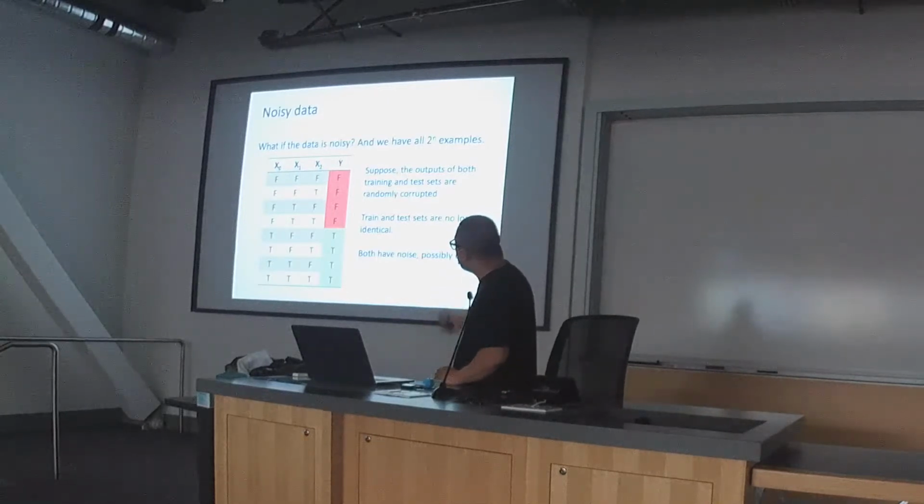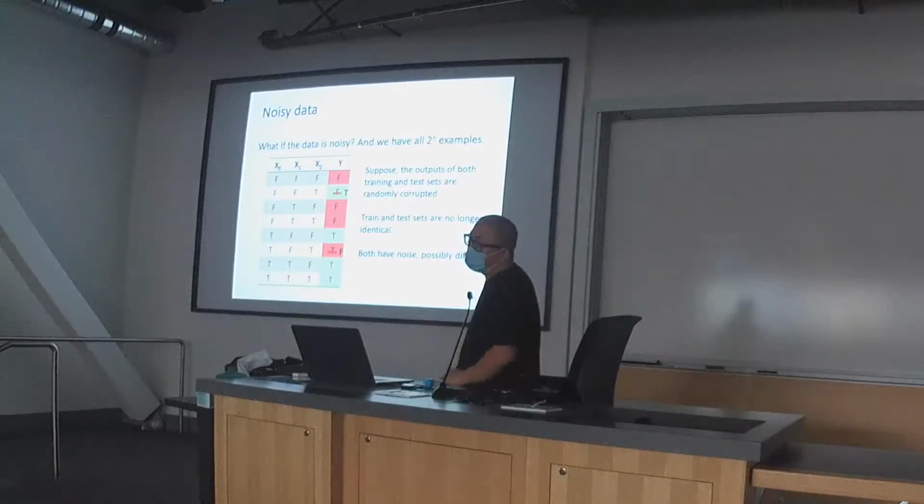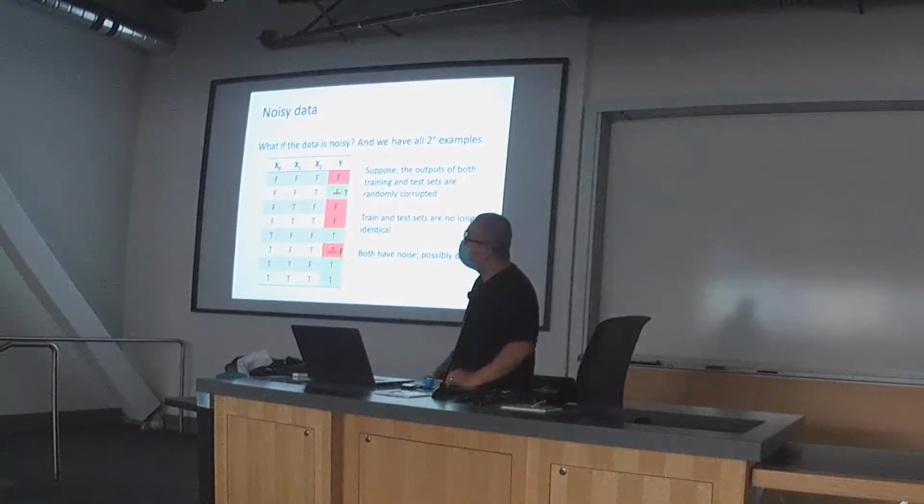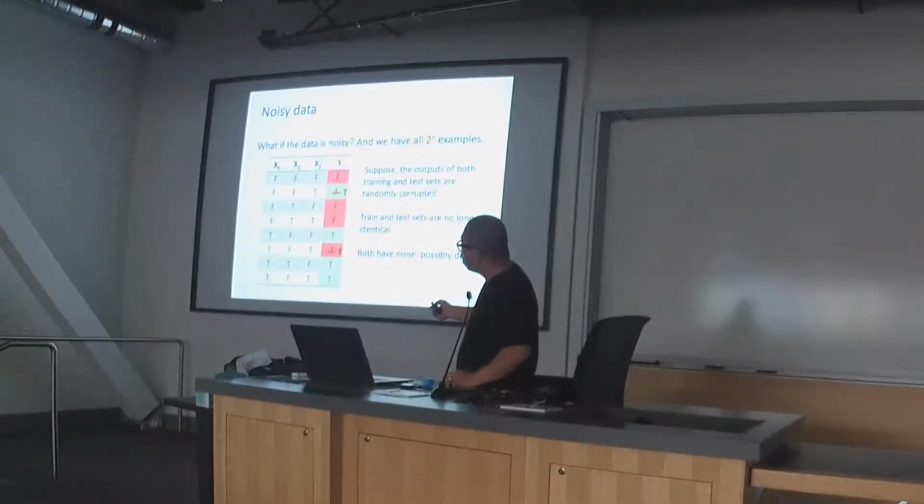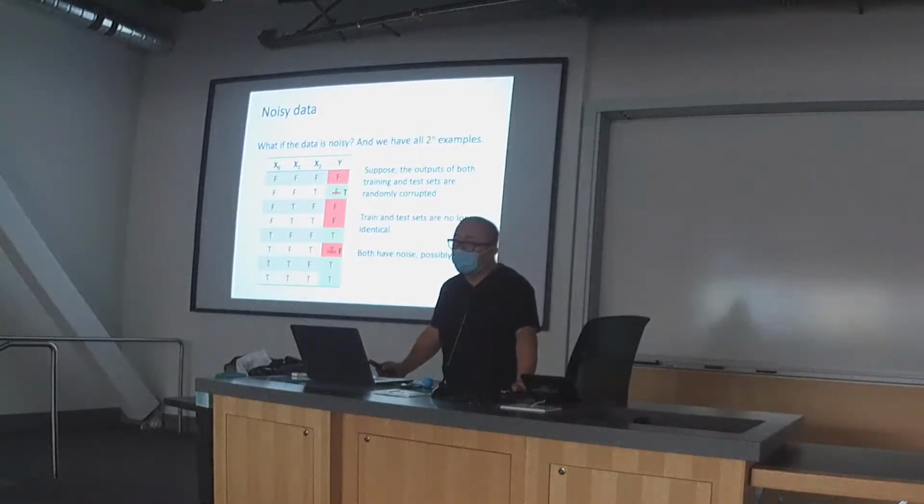So to see this more concretely, suppose in our case we have some corruptions on the outputs of both training and test data. Say on the training data, we have some kind of chance that the label is randomly flipped, right? So it should be false, but now it was flipped into true, or it should be true and it is flipped into false. And similar things can happen on the test data.